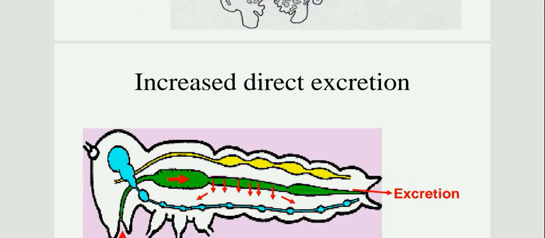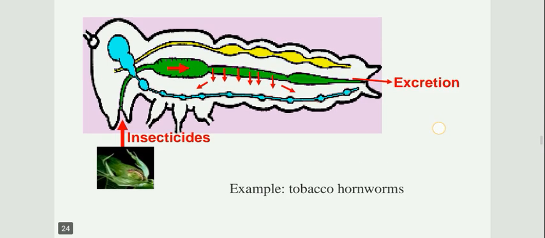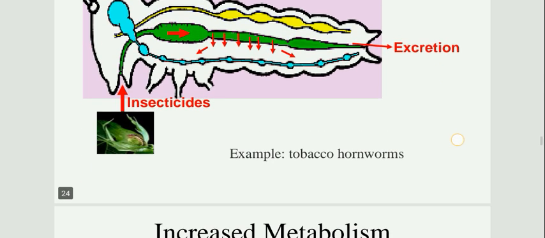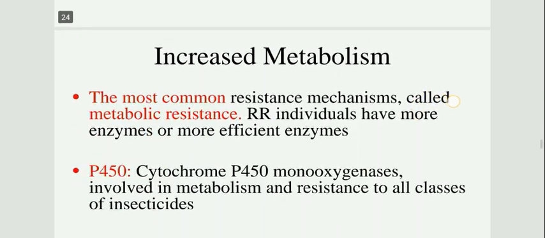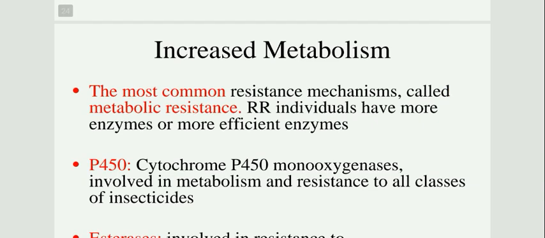Increased direct excretion. Insecticide excretion: tobacco hornworms. Increased metabolism. The most common resistance mechanism is called metabolic resistance. RR individuals have more enzymes or more efficient enzymes.